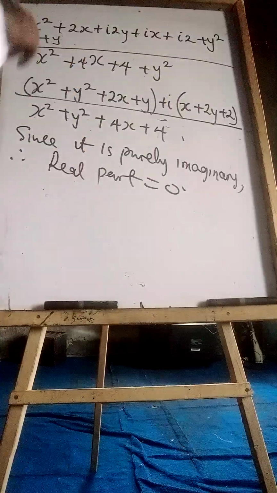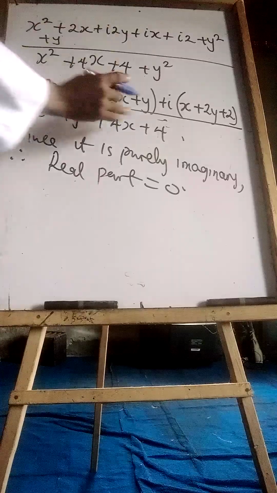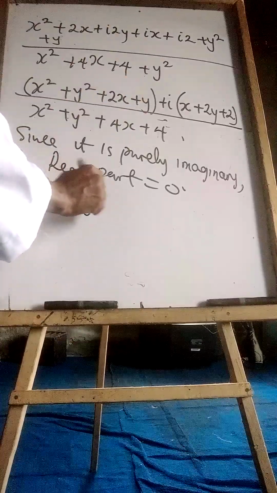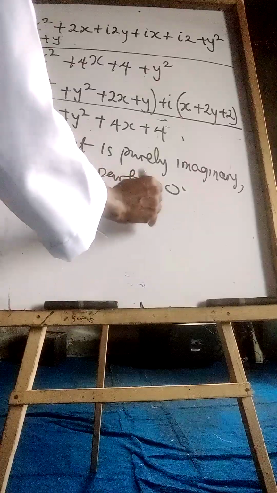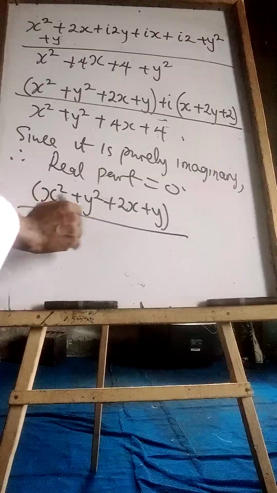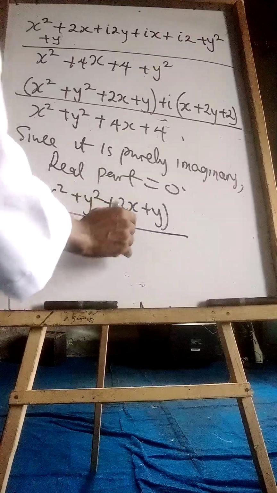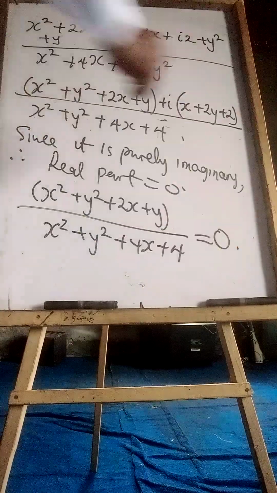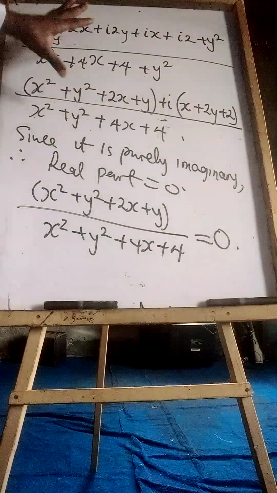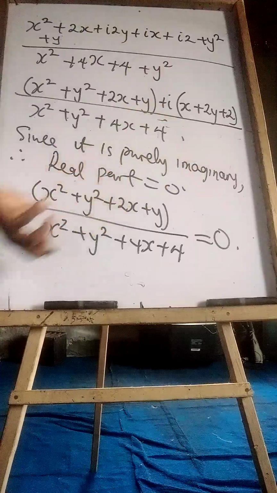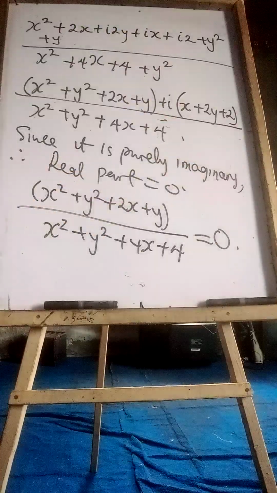That means the real part, which is x squared plus y squared plus 2x plus y, all over x squared plus y squared plus 4x plus 4, equals 0. Since the whole expression is purely imaginary, that means the real part will be 0. Now, what next from here?